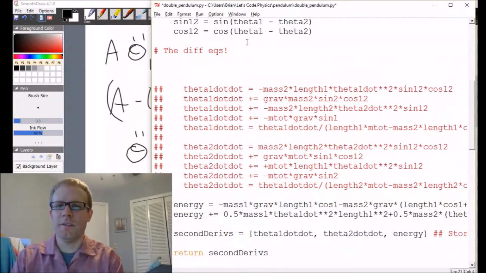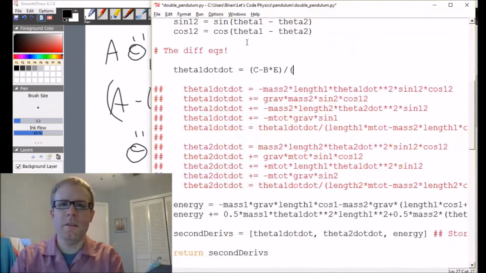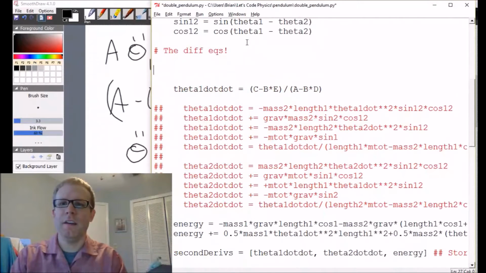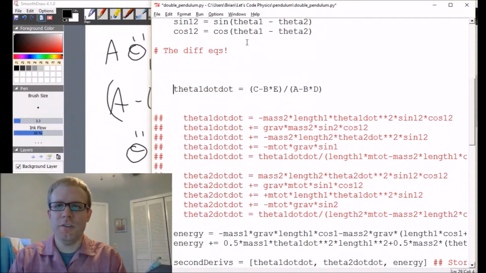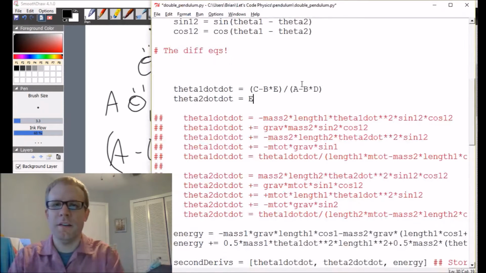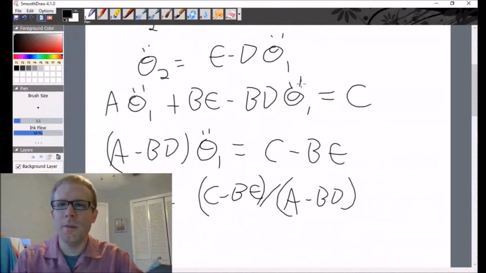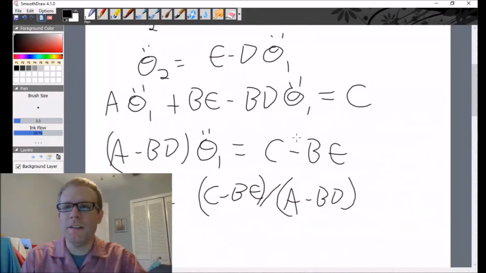All right, so let's start with theta 1 dot dot is going to equal C minus BE divided by A minus BD. And then I need theta double dot 2, theta 2 dot dot, because that's just E minus D theta 1 dot dot. Okay, cool. So now I need to tell it what A, B, C, D, and E are.